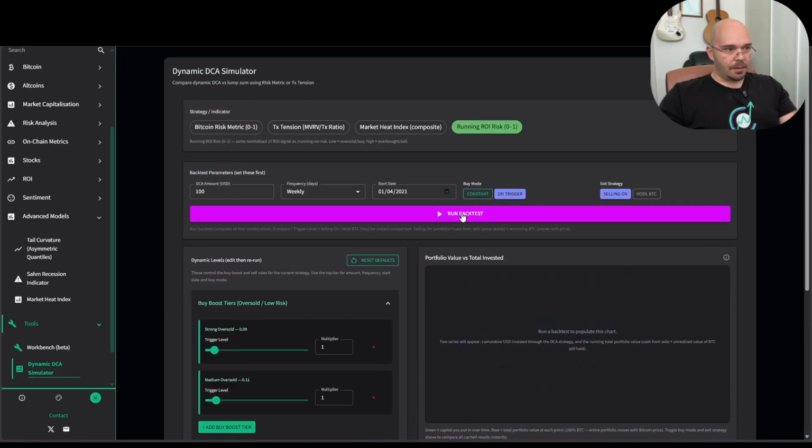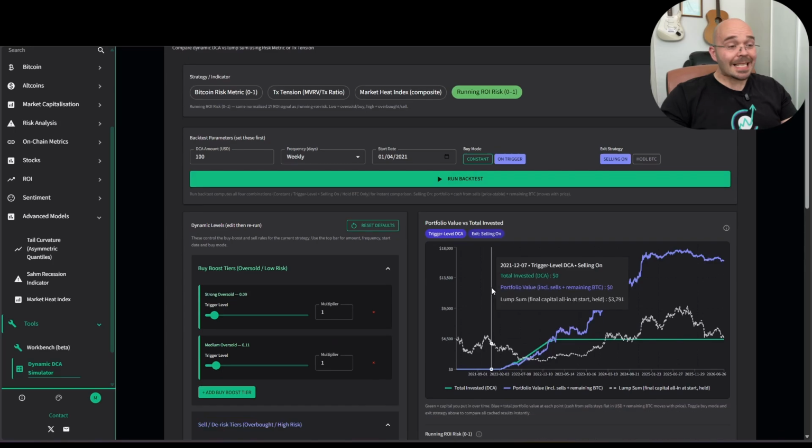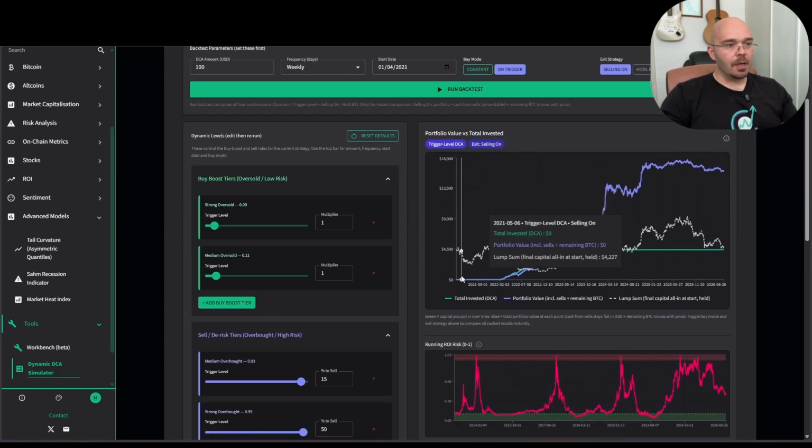Let's run the back test. On trigger, selling on $100 every week, high roller, starting from the peak. That's starting from when Bitcoin was really up there, 2021. So it's not even that long. It's like 5 years ago and a bit. So run the back test instantly. So quick. Great performance. We get this.